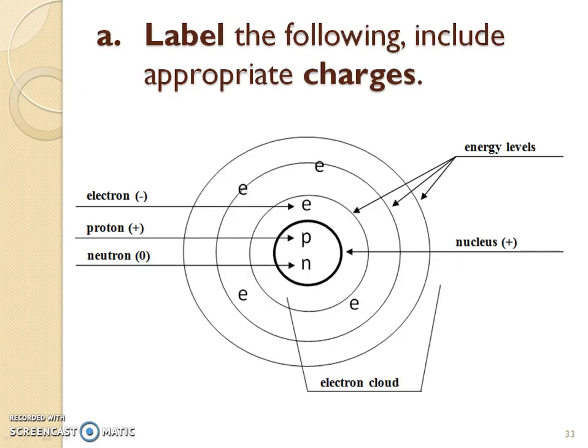Take note, not only did we label the parts of the atom, but the appropriate charges. In other words, the electron is negative, proton is positive, neutron is neutral. The nucleus overall has a positive charge, and you want to know the difference between those energy levels and the electron cloud.